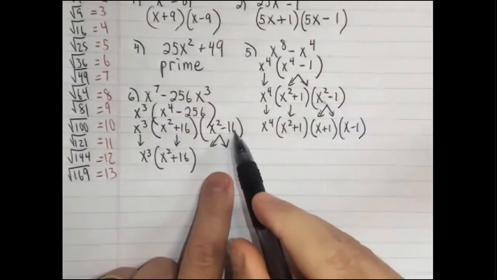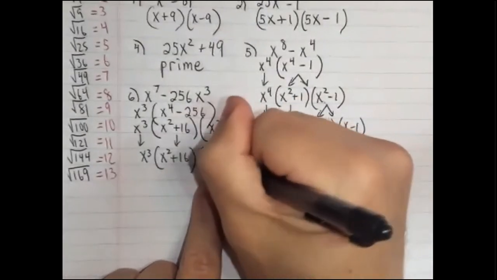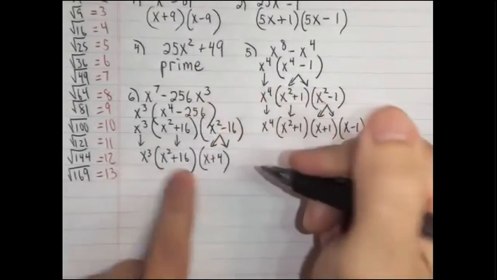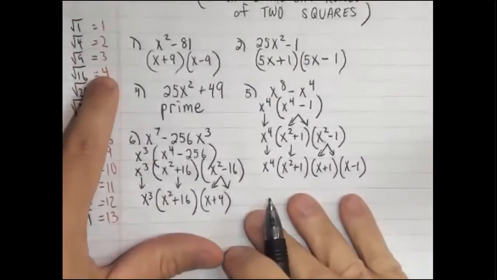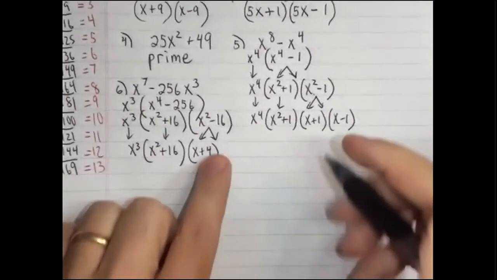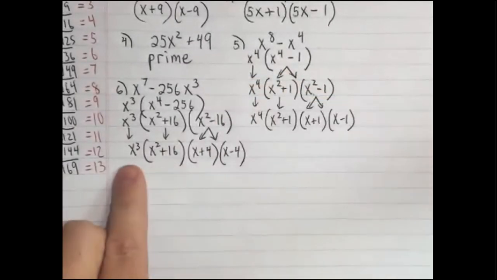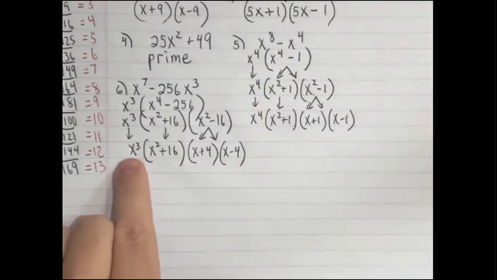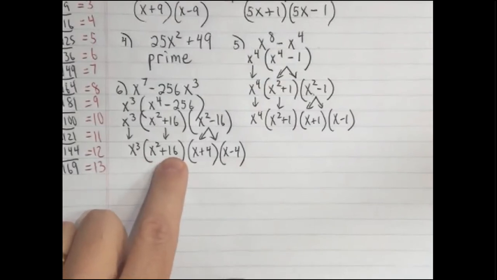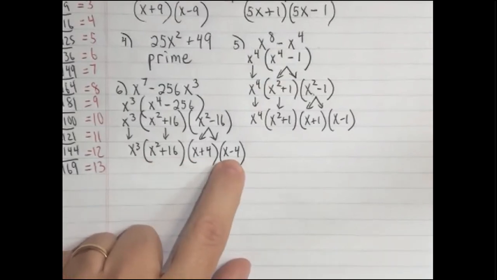And then x squared minus 16 becomes x plus 4, because the square root of 16 we know is 4. So we're going to have x plus 4, x minus 4. So again, this is your whole answer: x to the third, x squared plus 16, x plus 4, x minus 4.